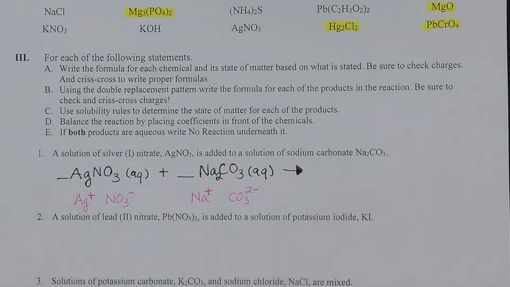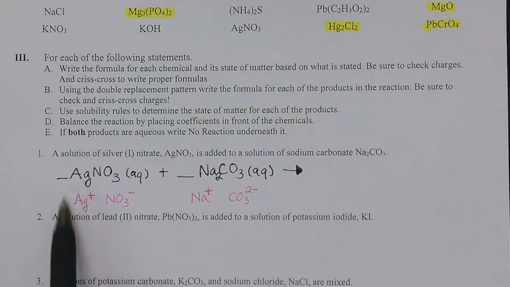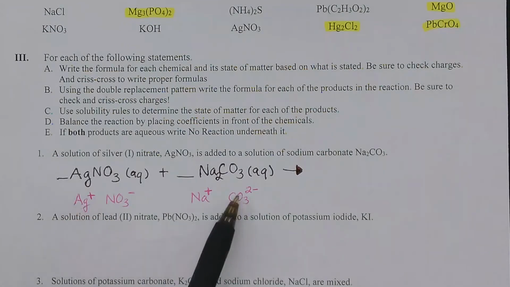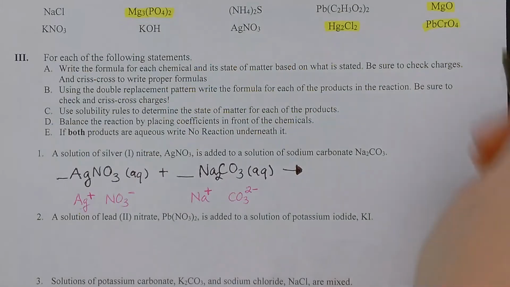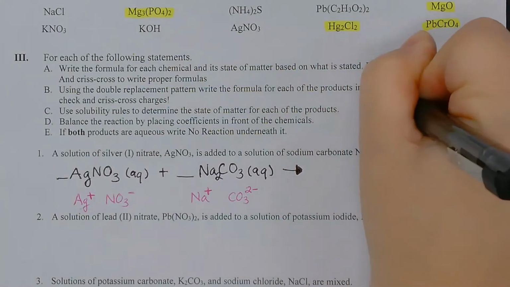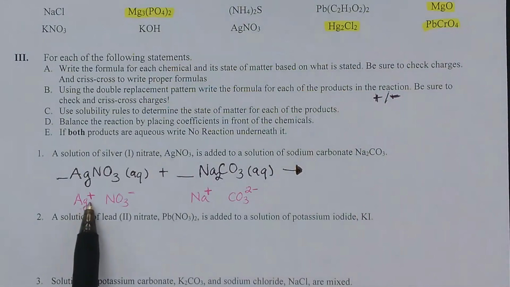So I just always start with my first chemical. There's no real order to this, but it just gives me a pattern to follow. I start with my first positive ion, and I'm going to pair it not with the negative ion it's already with, but with the other negative ion, positive with a negative. So when we write our products, we need positive and a negative charge together. Can't have 2 positives, can't have 2 negatives.